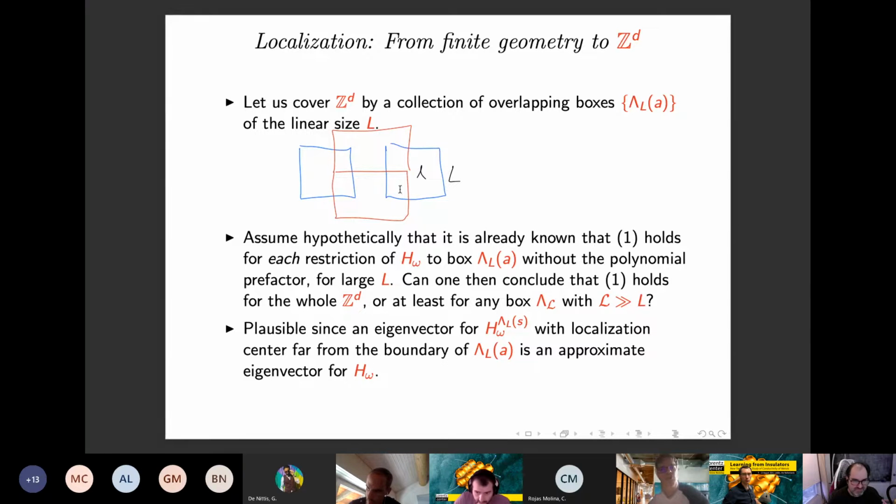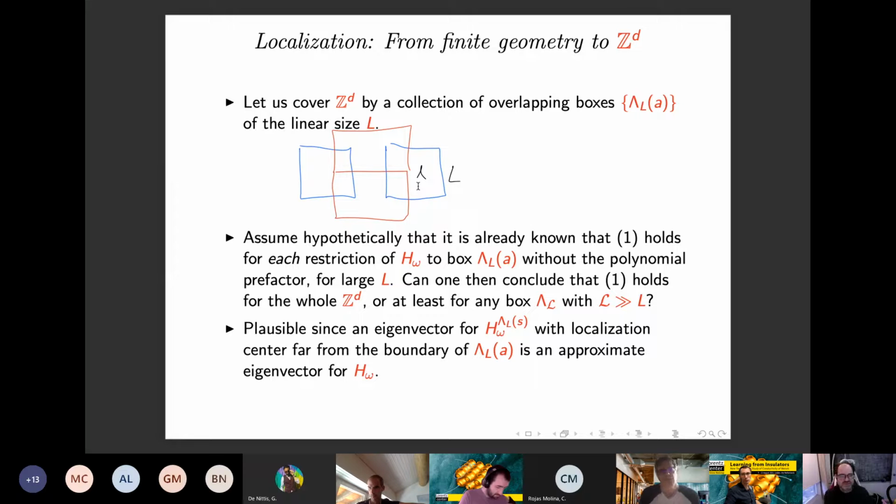Now assume hypothetically that this condition 1, this exponential localization condition, holds not for the full operator on Z^d, but for the operators restricted to the boxes Lambda_L, which are depicted here, without polynomial prefactors, so uniformly. Actually, it cannot happen, but it doesn't really matter. So assume that it is true. And then the question is, can you just from this information obtain that the same exponential localization actually holds for the whole Z^d, or at least for any box of size which is much bigger than the original box.